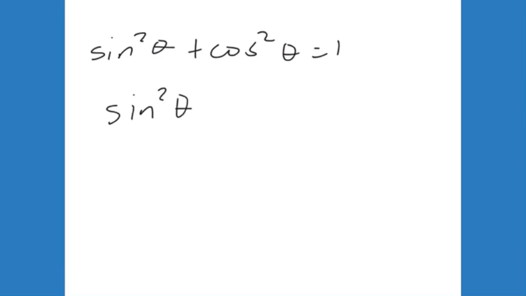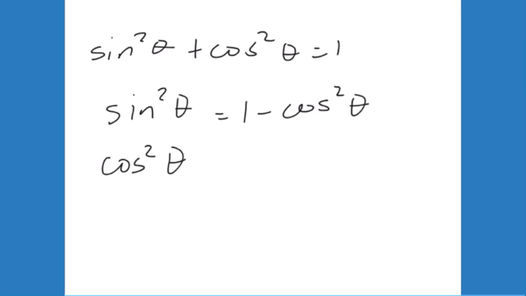So the identity of sine squared theta plus cosine squared theta equal 1 is also equivalent to sine squared theta is equal to 1 minus cosine squared theta, and cosine squared theta is equal to 1 minus sine squared theta.